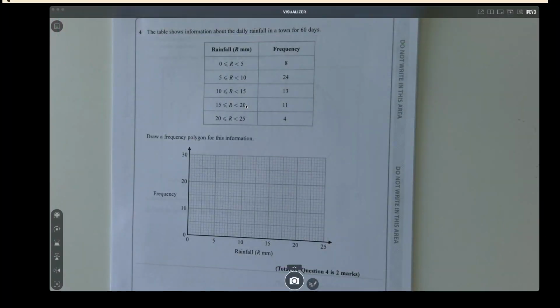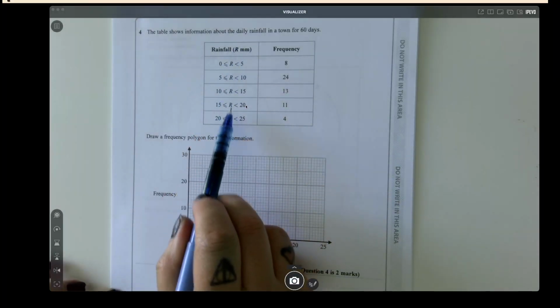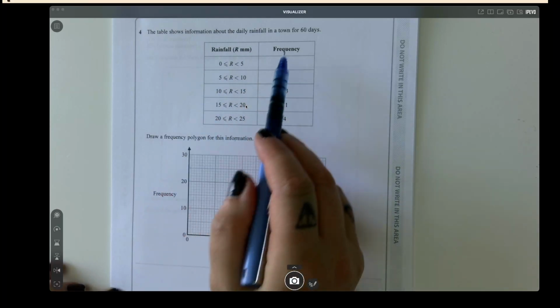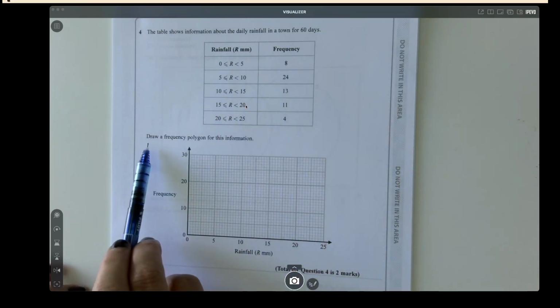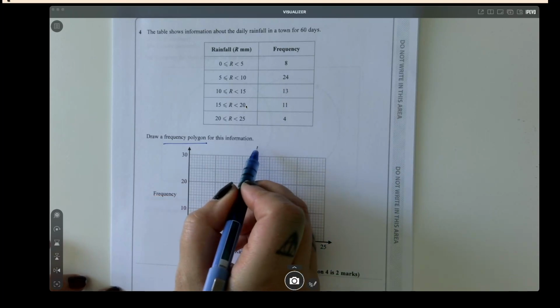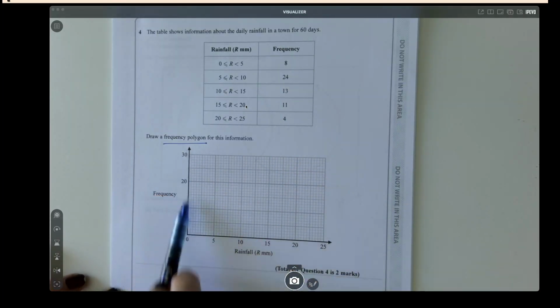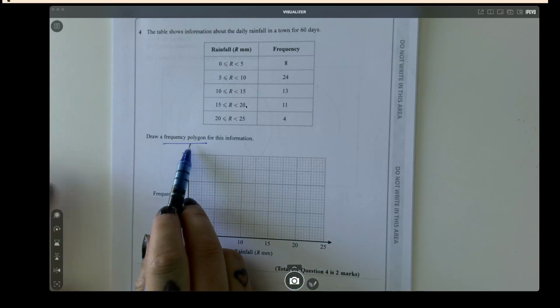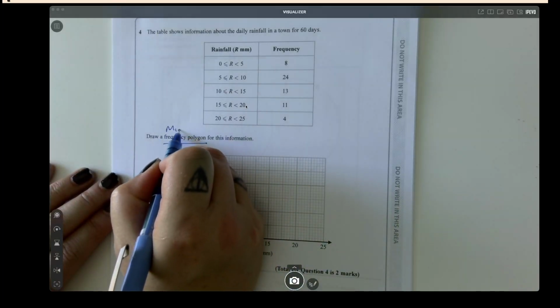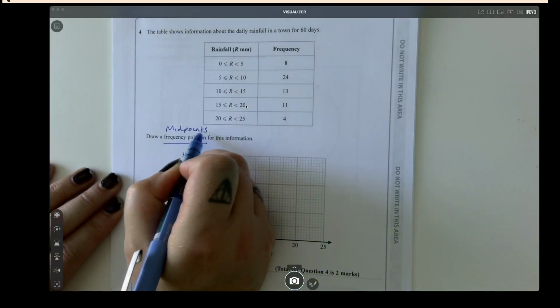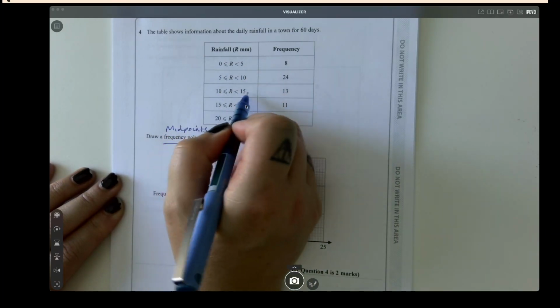Question 4. The table shows information about the daily rainfall in a town for 60 days. So here we've got rainfall and we've got the ranges of values. Here's the frequency. Draw a frequency polygon for this information. So we've got our y-axis, the vertical axis, that's frequency, and the x-axis is the amount of rainfall. So when we're plotting a frequency polygon, we need to plot with the midpoints. So we want the midpoints of these ranges.